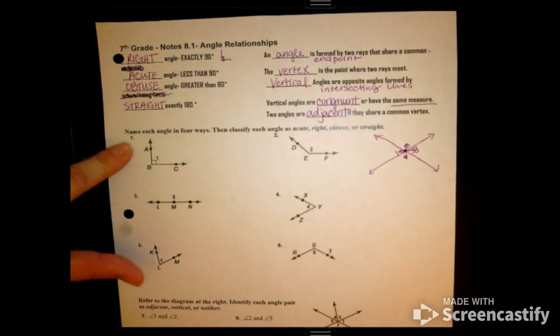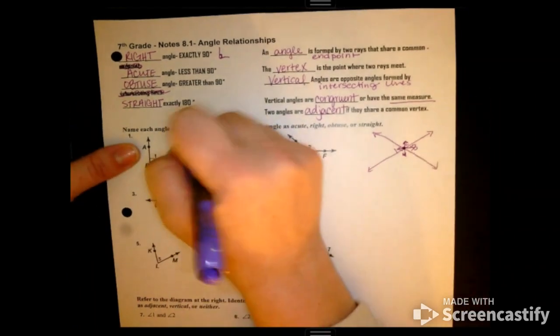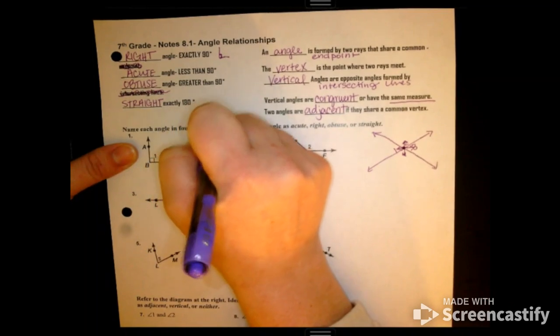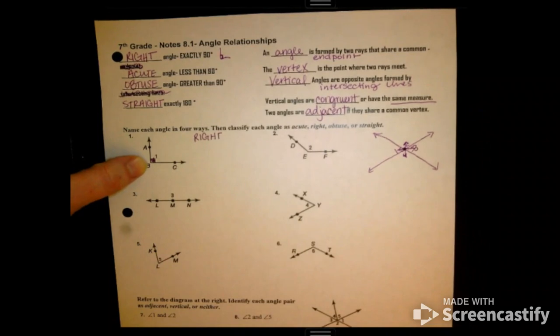All right. Name each angle in 4 ways. Then classify each angle as acute, right, obtuse, or straight. We're going to do that first. Identify what kind of angle it is. What kind of angle is number 1? What tells me that it's a right angle? The square. That right there automatically tells me it's a right angle.